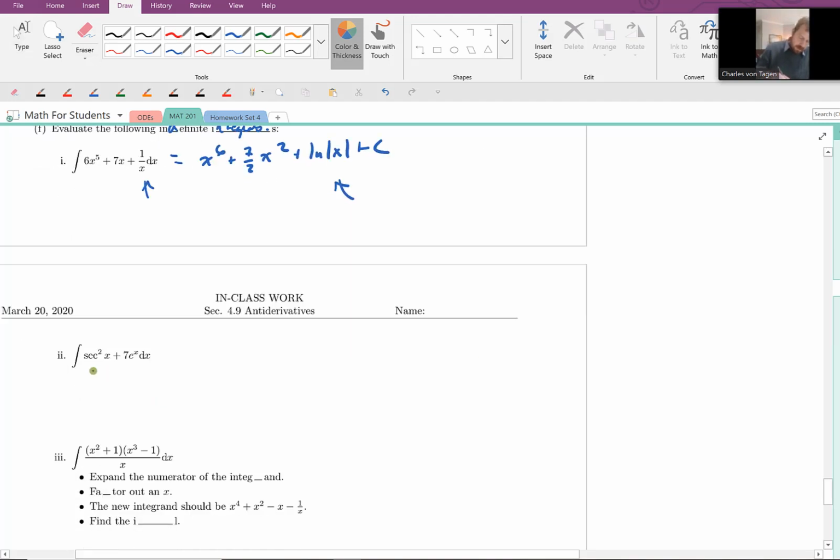This problem here says to give the antiderivative of secant squared plus 7e to the x. Well, that's going to be the tangent of x plus 7e to the x plus c. Why? Because the derivative of the tangent is secant squared. The derivative of 7e to the x is 7e to the x. And the derivative of a constant zeroes out.